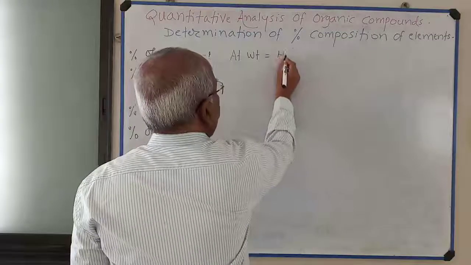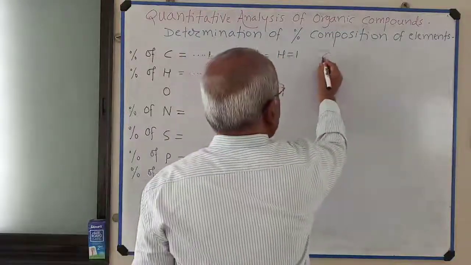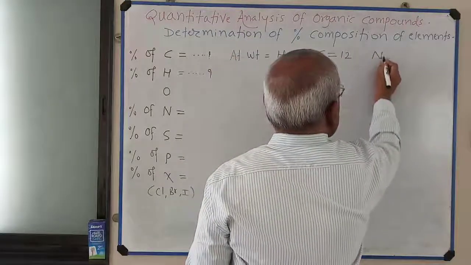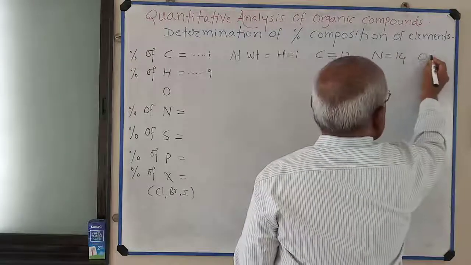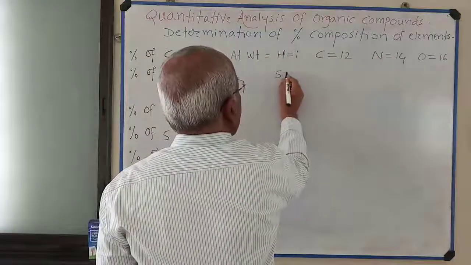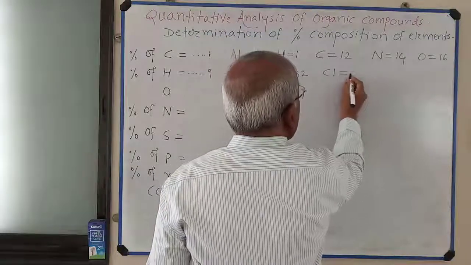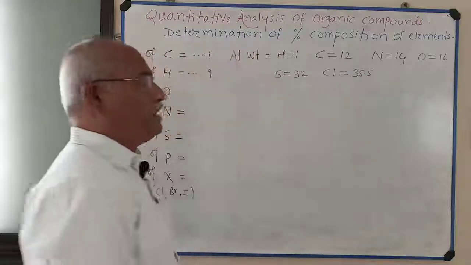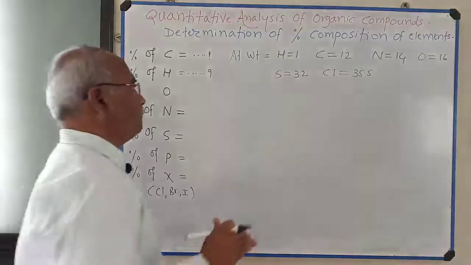Atomic weight of hydrogen is 1, carbon 12, nitrogen 14, oxygen 16, sulfur 32, chlorine 35.5. So these are atomic weights of some elements.